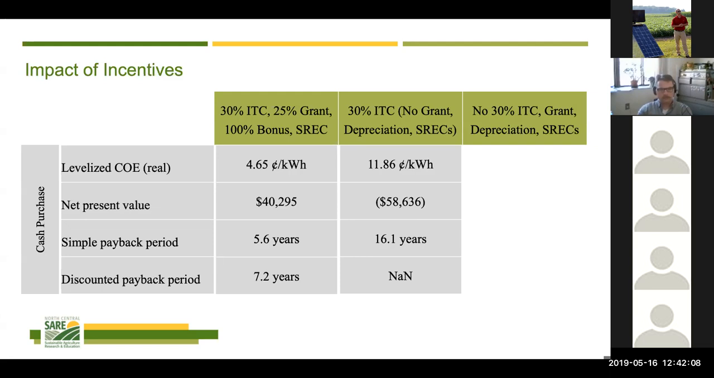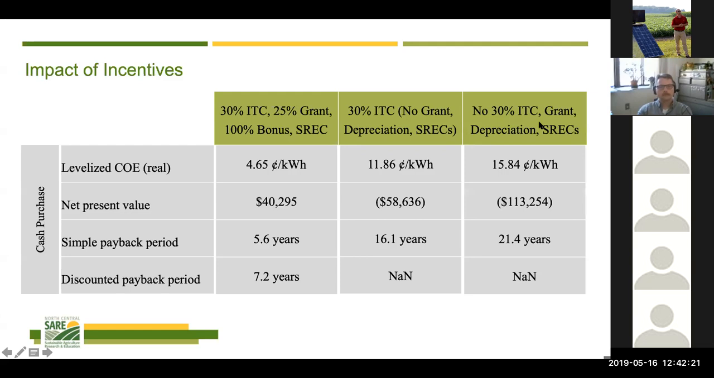That just simply means it's longer than the analysis period. So that discounted payback period is somewhere longer than 25 years. And then, of course, scenario three is an absolute worst case scenario. We're going to assume that we do not have an investment tax credit, any form of grants, depreciation, or SRECs. And in this scenario, you can see that this is just really a bad project.